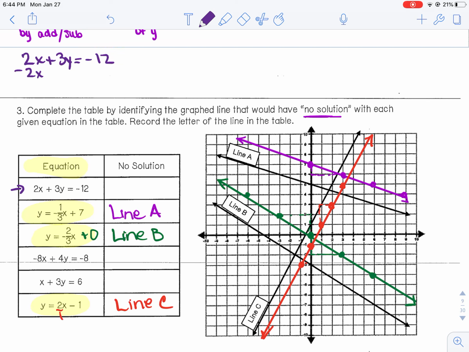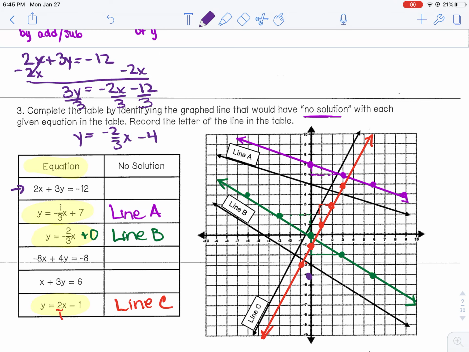First thing that we do is we get rid of the x by doing the opposite of what's there. Gives me 3y is equal to -2x minus 12. Divide by 3. And that's going to leave me with y equals -2/3x minus 4.